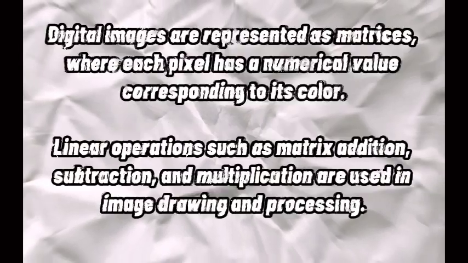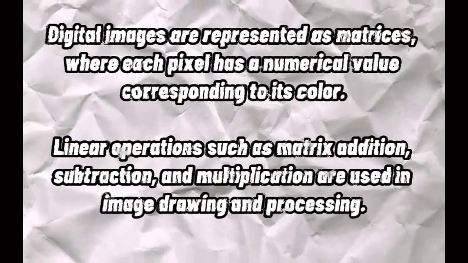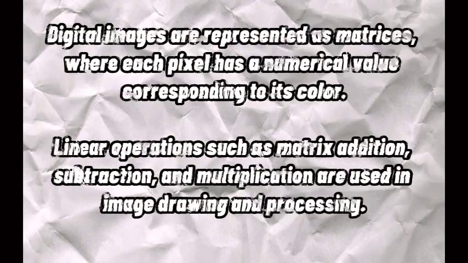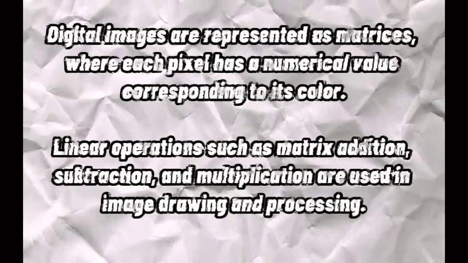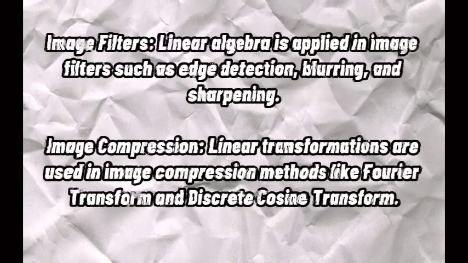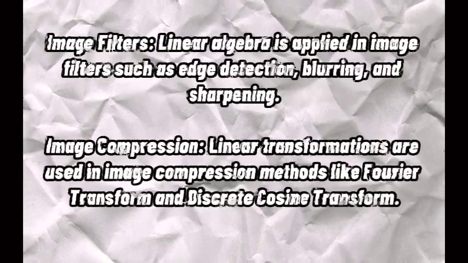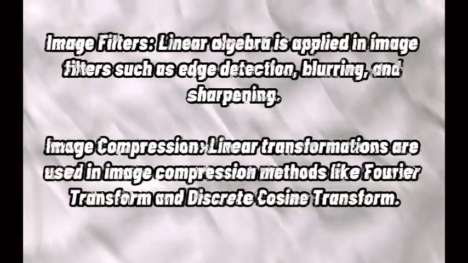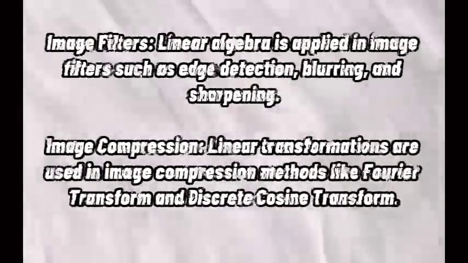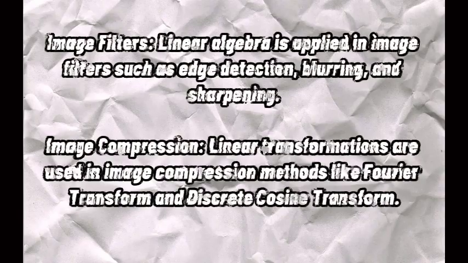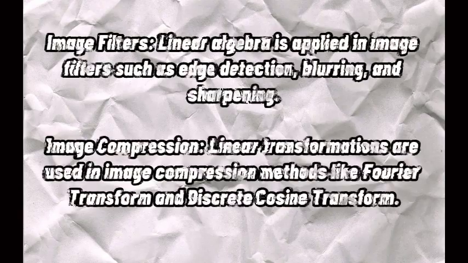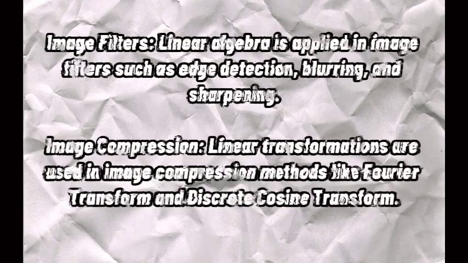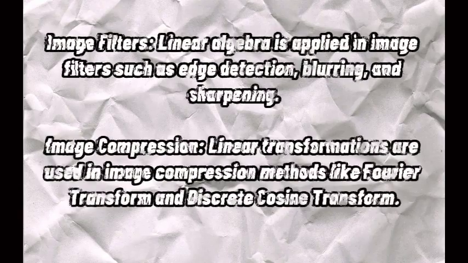Digital image processing. Digital images are represented as matrices, where each pixel has a numerical value corresponding to its color. Linear operations such as matrix addition, subtraction, and multiplication are used in image drawing and processing. A real example of this application is image filters. Linear algebra is applied in image filters such as edge detection, blurring, and sharpening. Then we have image compression too. Linear transformations are used in image compression methods like the Fourier transform and discrete cosine transform.